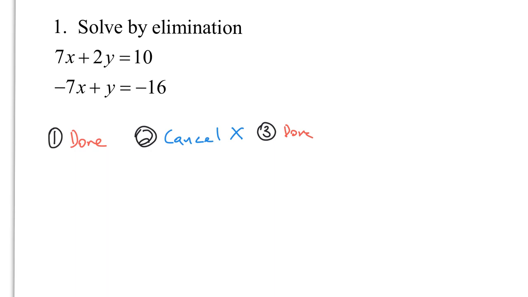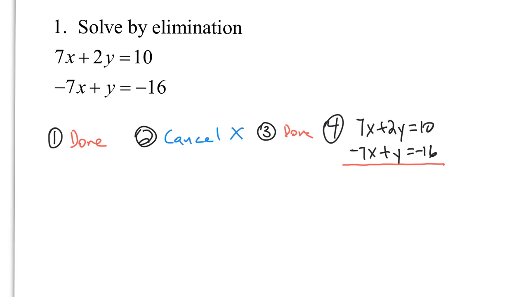In step number 4, you will actually do the work. So I'm going to rewrite the system. And you see the system here. So all you do is put a line under the system. Look at the line right here. This is kind of going back to adding vertically from elementary. You learned how to add numbers. And I'm just going to put an example here.